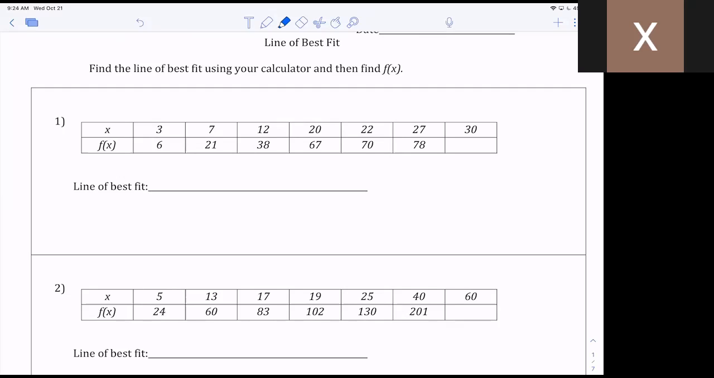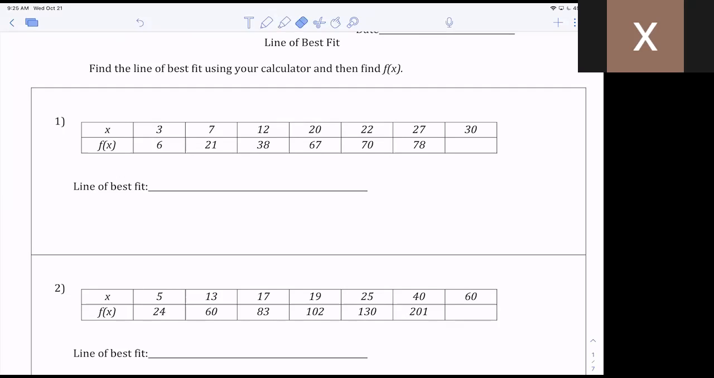I accidentally put 30. So you delete it. You don't put 0, you press D-E-L, delete. There's a D-E-L button. That stands for delete, not clear.